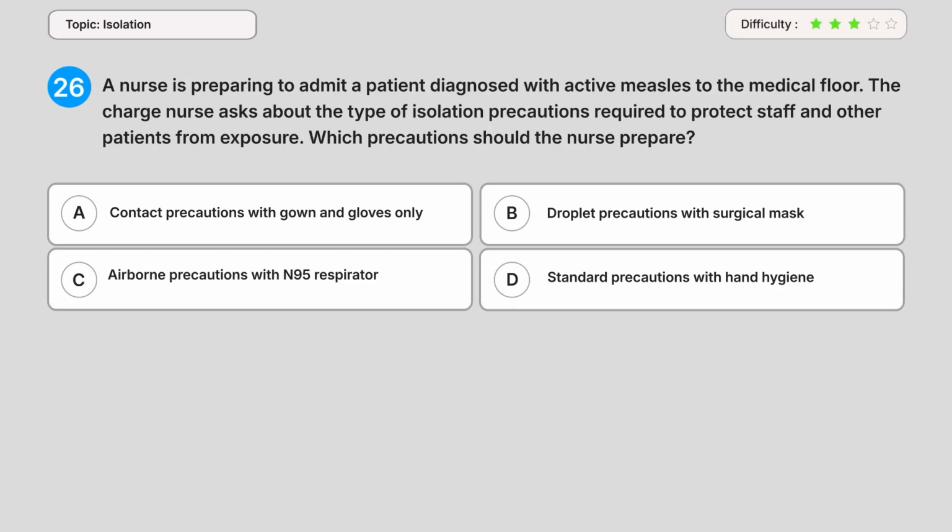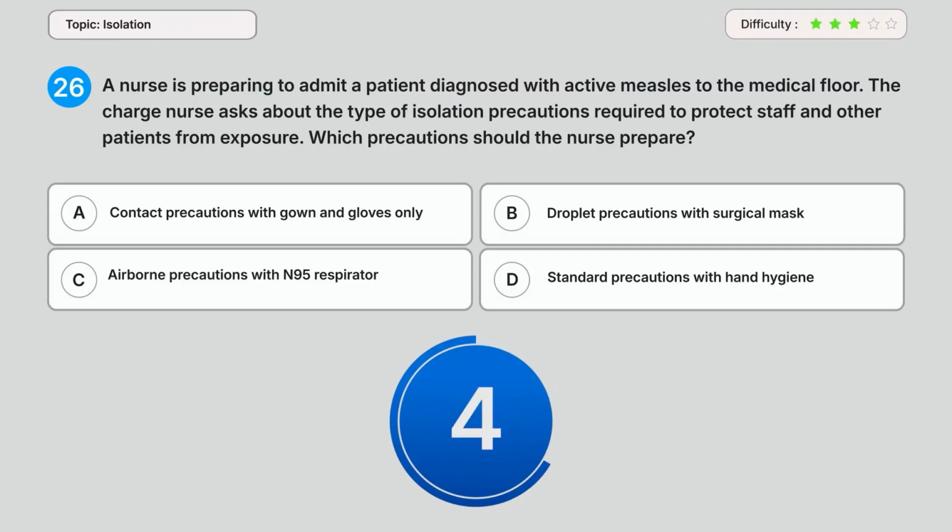A. Contact precautions with gown and gloves only. B. Droplet precautions with surgical mask. C. Airborne precautions with N95 respirator. D. Standard precautions with hand hygiene. What do you think is the answer?